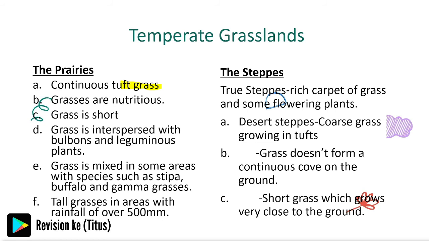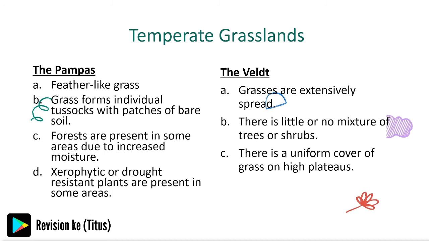The coarse grass grows in tufts. Grass doesn't form a continuous cover on the ground. Let's look at the pampas. Feather-like grass. Grass forms individual tussocks with patches of bare soil. Forests are present in some areas due to increased moisture. We have the veldt.